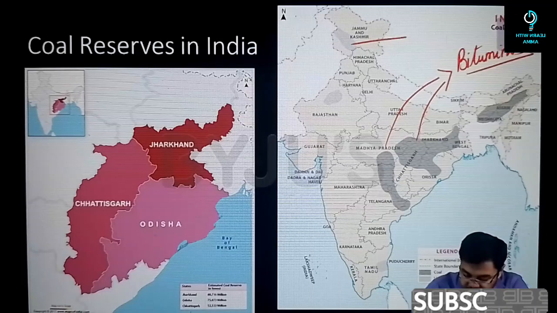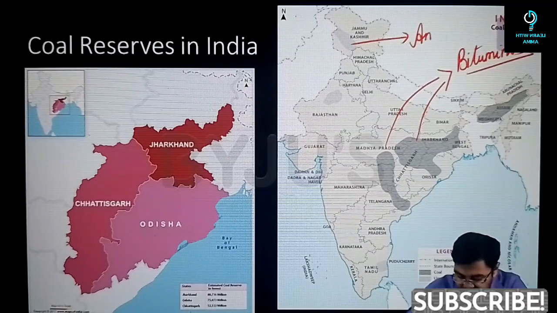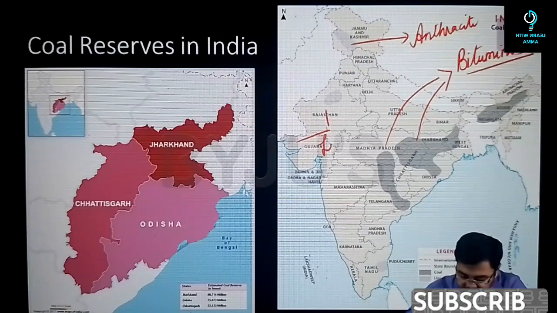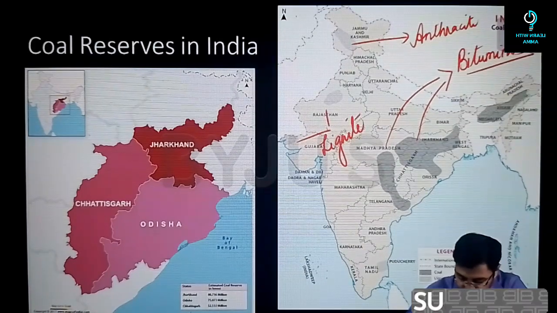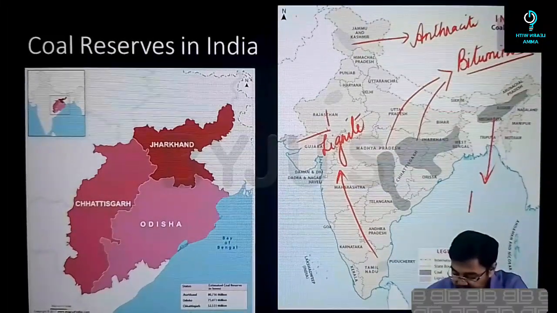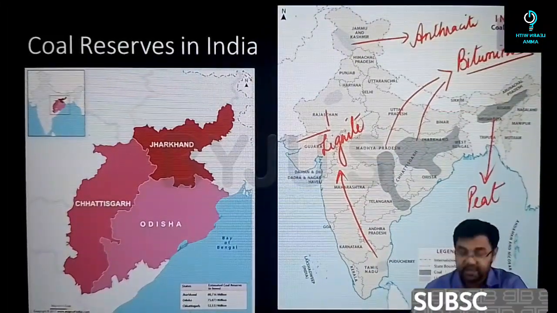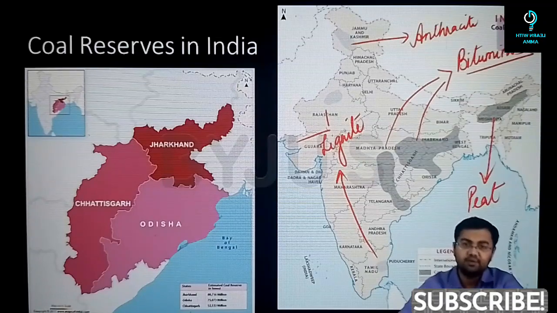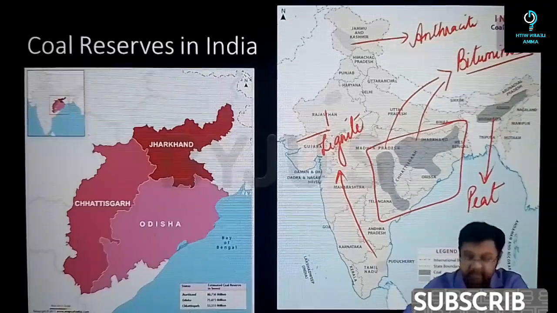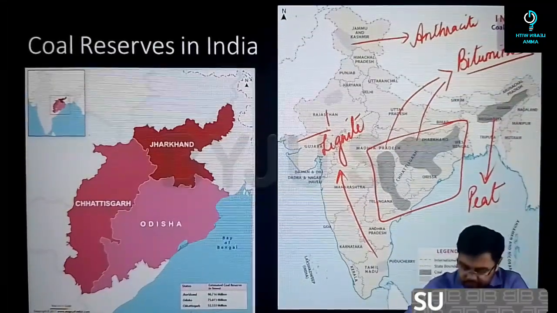Apart from that, Jammu and Kashmir has a presence of anthracite. Rajasthan and Gujarat have lignite presence. Even this area of Tamil Nadu has lignite presence, and the northeast mainly has peat. So all these kinds of coal are present in these areas, but this is the area where you have the largest amount of coal presence in India.